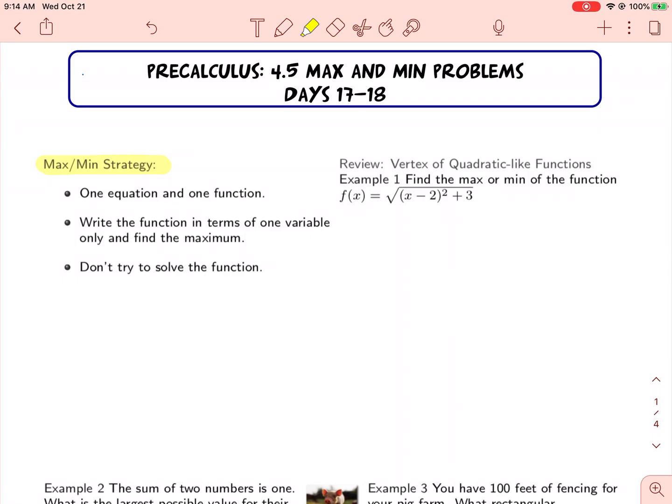So, a couple tips. We're going to want to find one equation and one function. We're going to write the function in terms of one variable, and then find the max or the min. We actually don't need to solve the function. Okay, so we're going to be really careful about these directions. If it just wants the max, then we'll just give it the max. No need to actually solve fully.